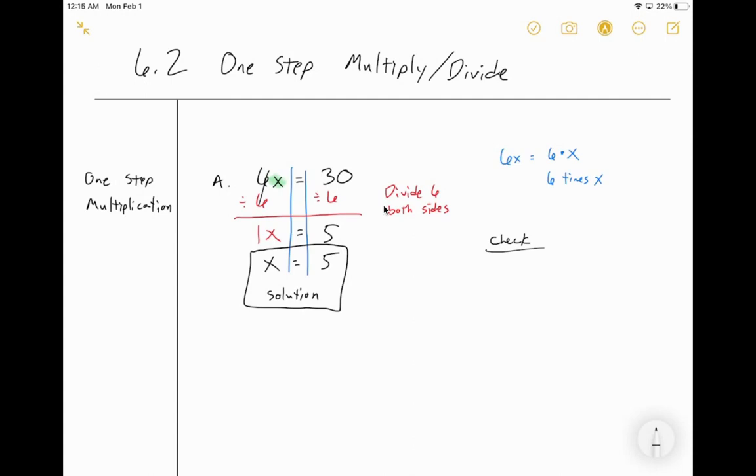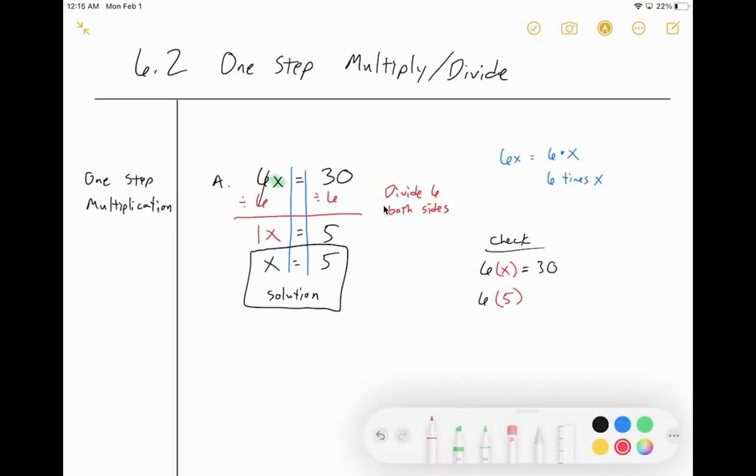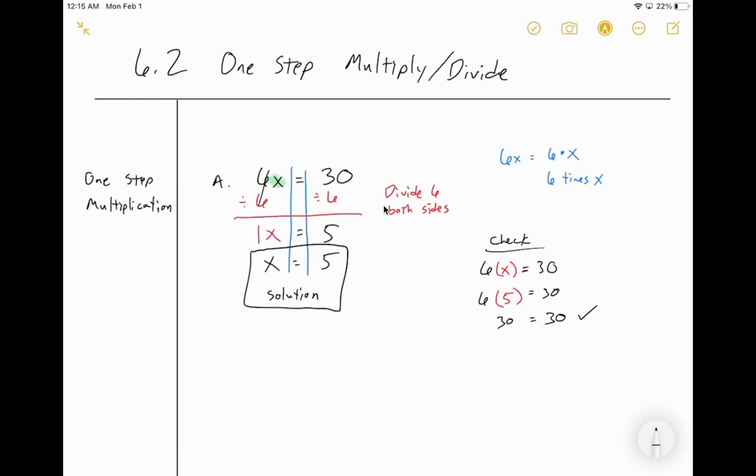So again, you plug in the number. So we have 6, and then we said that x is equal to 5. Let me put in the equation first. So I have 6 times x equals 30. And then instead of x, I'm going to put the number 5. And we know that 6 times 5 is 30. So 30 is equal to 30. So that checks out. I can say with confidence that that is my answer. x is equal to 5.